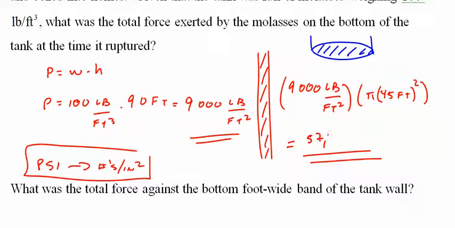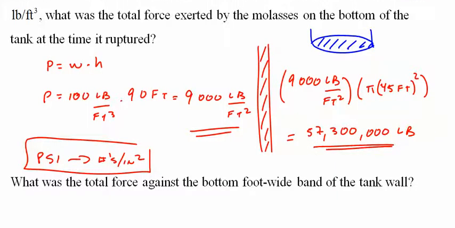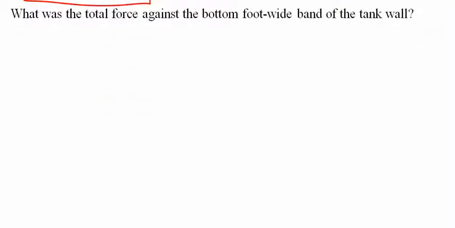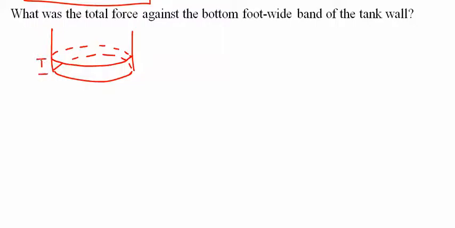We'll throw some decimals up here, pardon me, some places up here. 57,300,000 pounds of force. So that gives you an idea of why this thing broke. Probably not the wisest decision to keep it in one big tank. What was the total force against the bottom foot wide? So again, I said we're going to have a little trouble keeping straight what they're asking. This is a foot high. What's the total force against that?